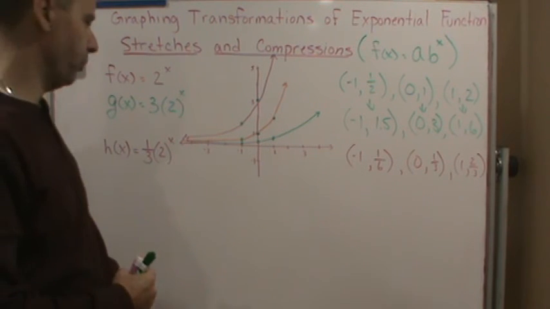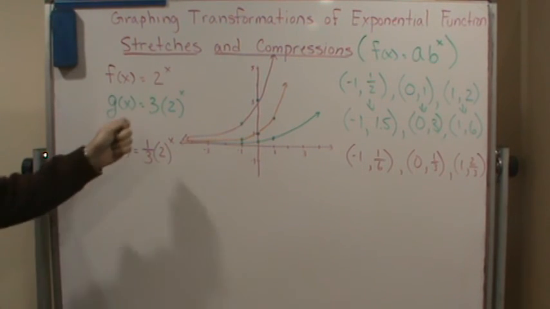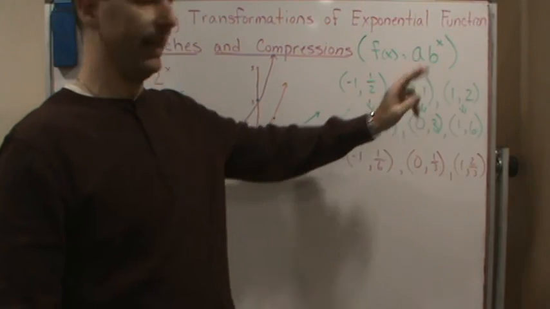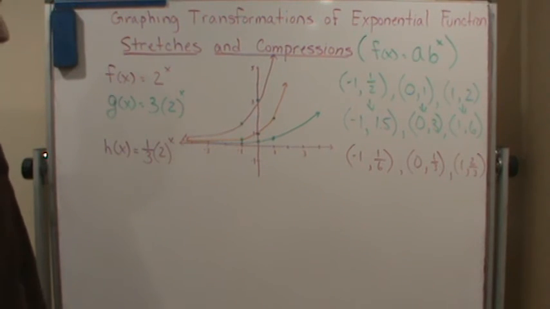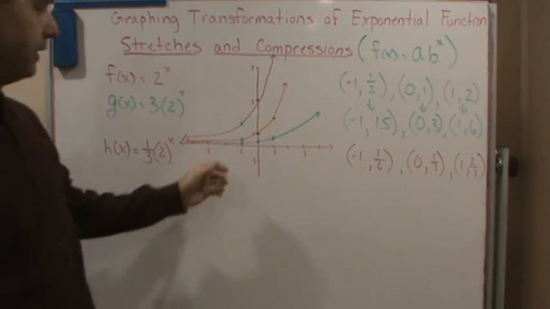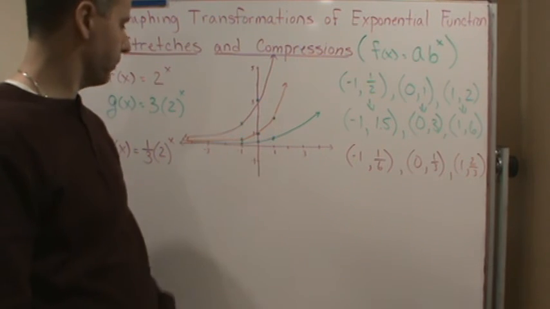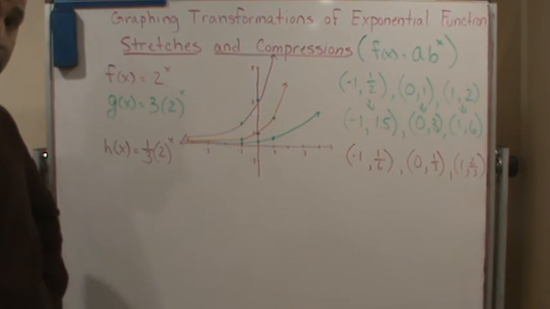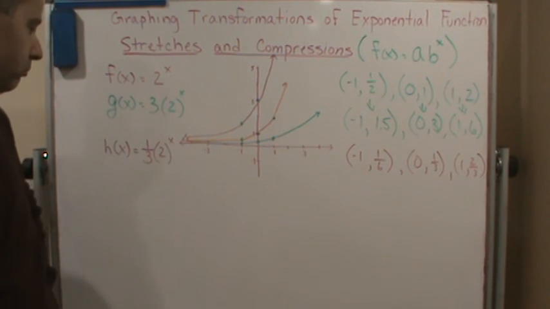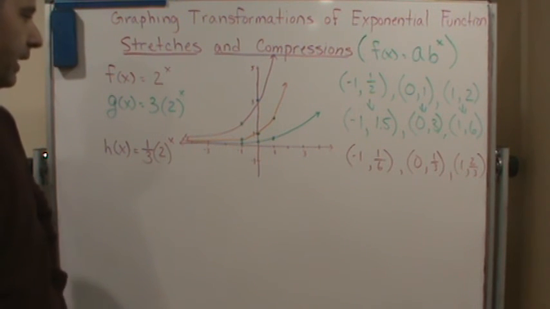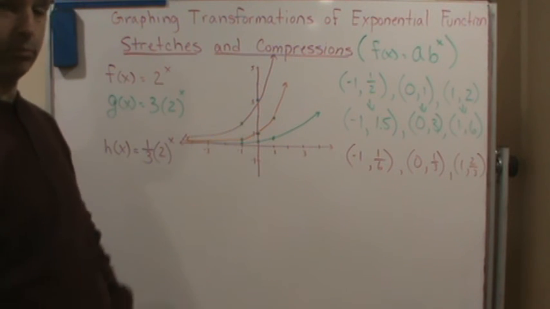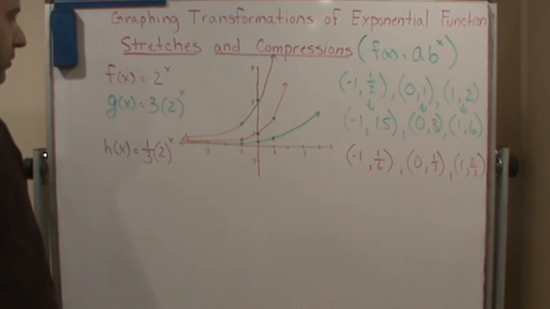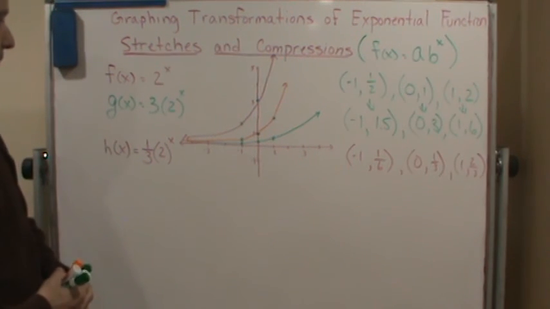So what does this tell you? Well, this tells you that if you multiply by a, and a is bigger than 1, then you're going to end up with a vertical stretch. If you multiply by a and a is less than 1 but bigger than 0, then you're going to get a vertical compression. And that's it. So there's an example for you.